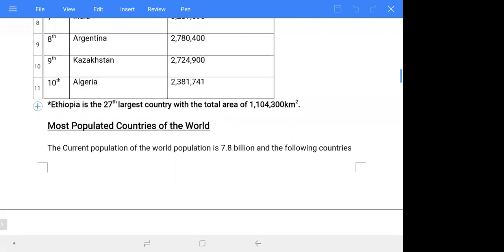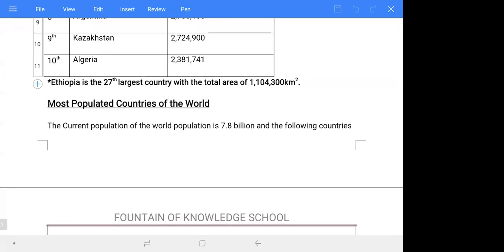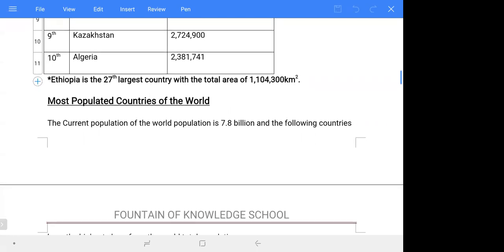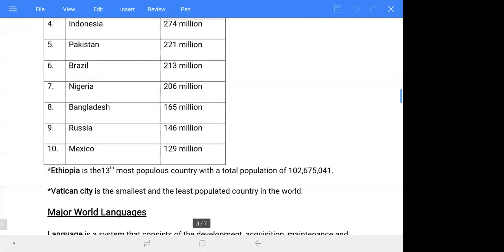When you come to our country, you may want to know about our country. Ethiopia has a total area of 1,104,300 square kilometers, and the rank is 27th largest country in the world. Our country, Ethiopia, is the 27th largest with a total area of 1.1 million square kilometers.